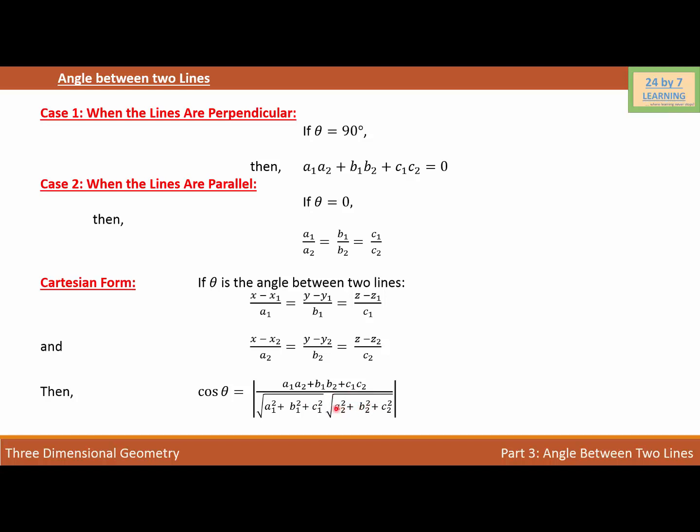If you look closely, you will see the expression for the angle between two lines is the same no matter if the line is given in vector form or in Cartesian form. In other words, it doesn't matter, we have the same expression for the angle between two lines, whether the lines are given in vector form or Cartesian form.